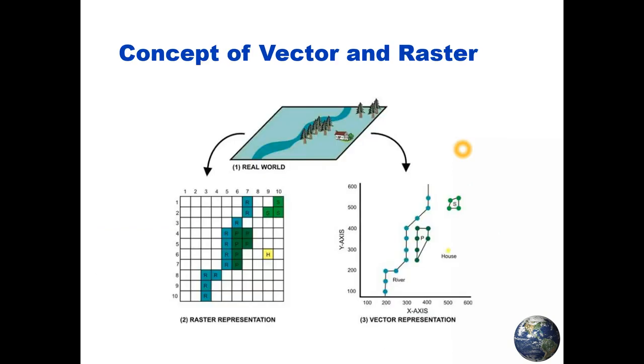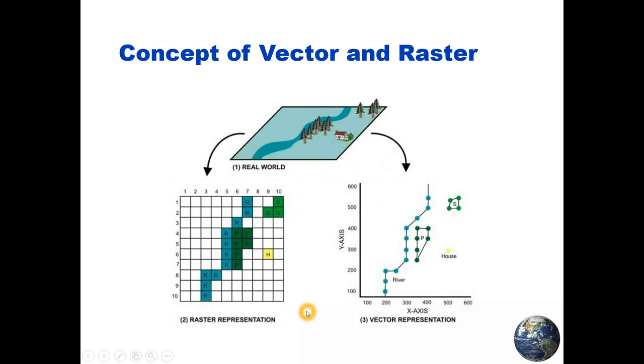Another way of looking at the raster and vector data representations: this is the real world, for example some house, forest, river. In a vector data representation, this house is represented as a point, and the trees are represented as polygons, and then the river is represented as connected dots or a line feature.